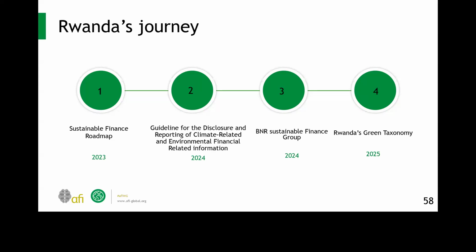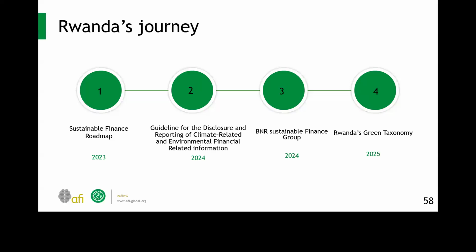The next, inside the National Bank of Rwanda, the same year, we established a sustainable finance group. Sometimes we see banks or central banks that have a specific department in charge of sustainable or green finance. At the bank, to start off, maybe in the future we'll have a separate department, but to start the journey, we created a cross-departmental working group. And that's because we wanted to holistically approach the issue of sustainable finance.